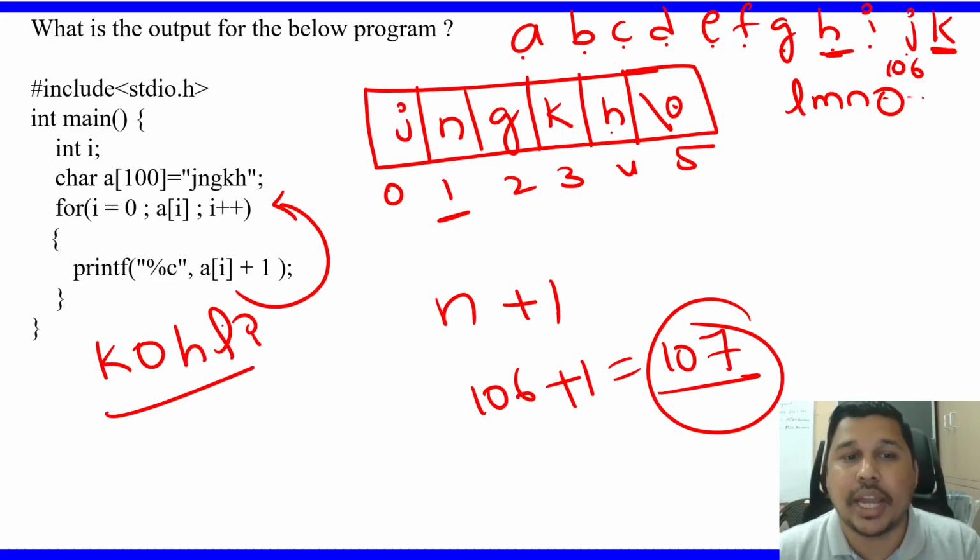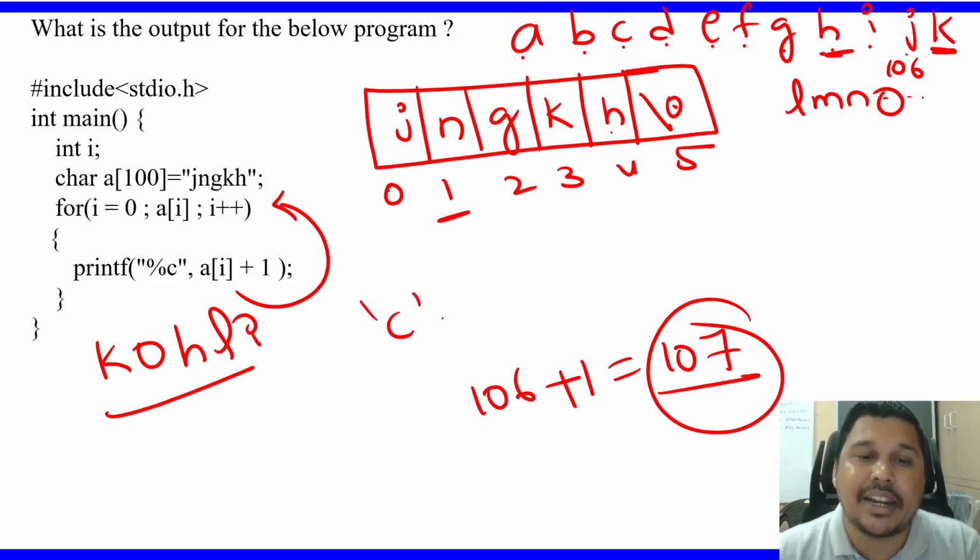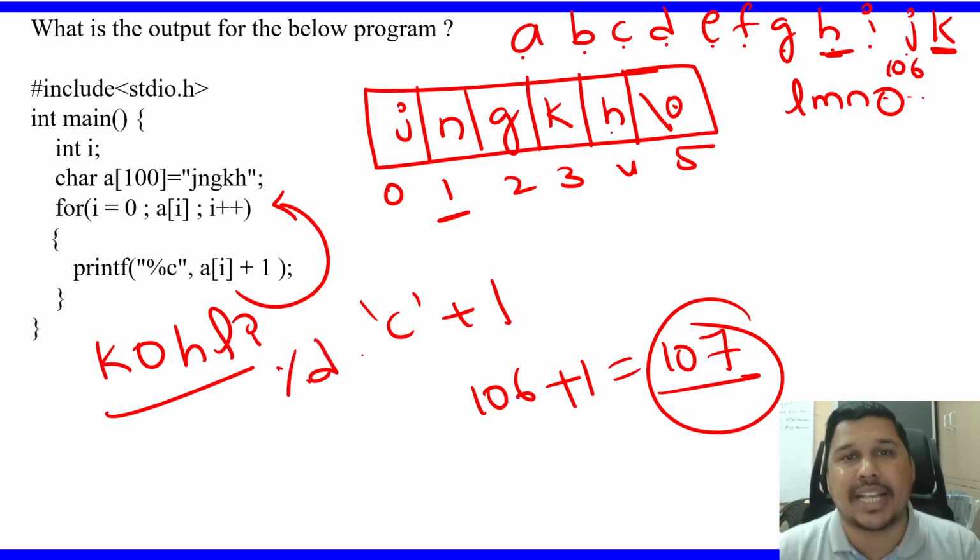Kohli. Okay. So the point to learn here is that when you are writing a character plus 1, it will do the ASCII number addition. Okay, if you are printing percentile D, it will give the ASCII value. If you are printing percentile C, it will give the corresponding character of that ASCII value. Right?